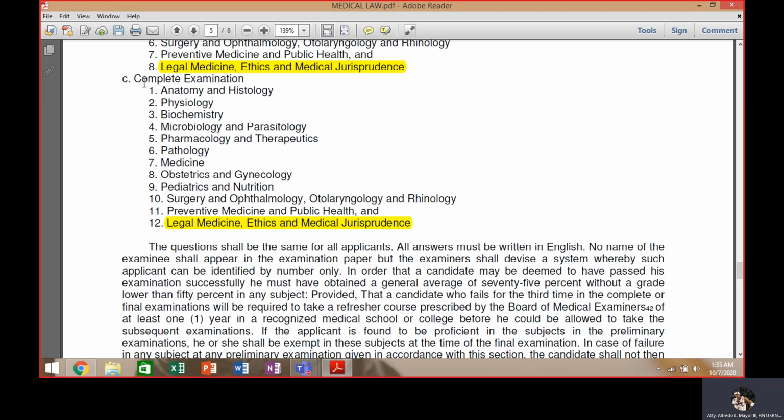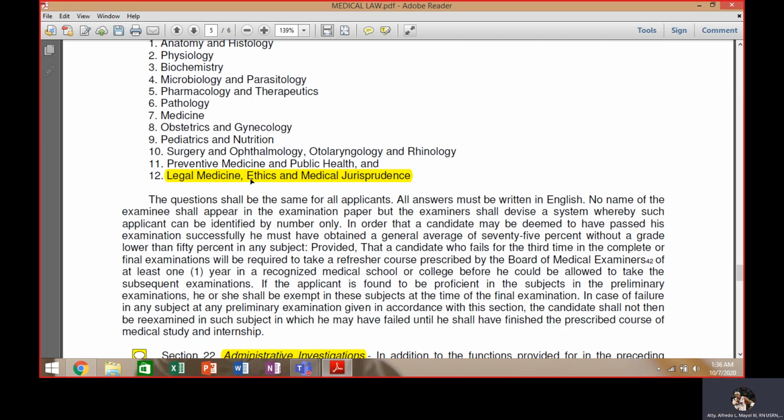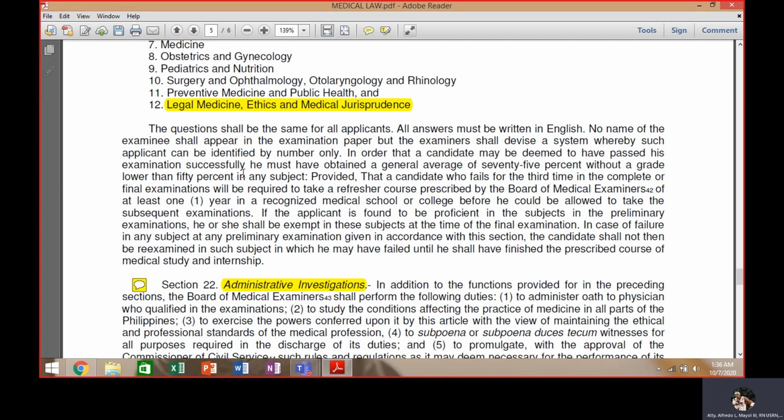Okay? C. Complete examination, anatomy and histology, physiology, biochemistry, microbiology, parasitology, pharmacology and therapeutics, pathology, medicine, obstetrics and gynecology, pediatrics and nutrition, surgery and ophthalmology, otolaryngology and rhinology, preventive medicine, and public health. And then legal medicine, ethics, and medical jurisprudence. Okay, all these subjects are being taught in your 4-year course in the medical schools.